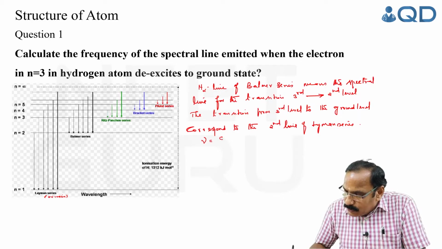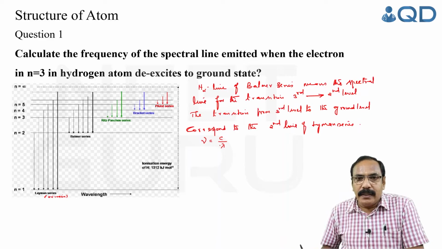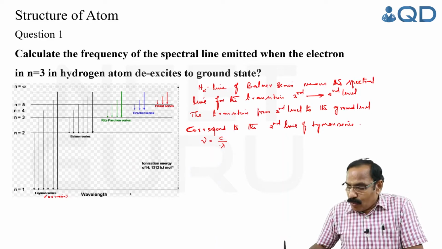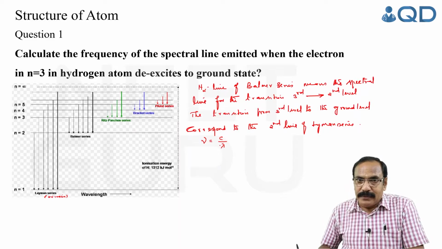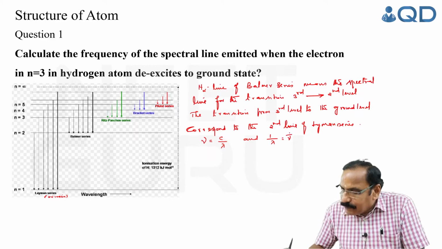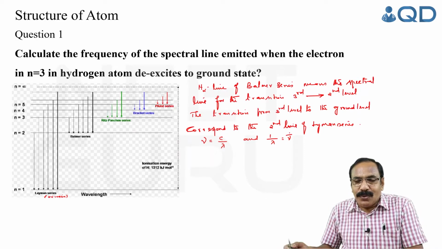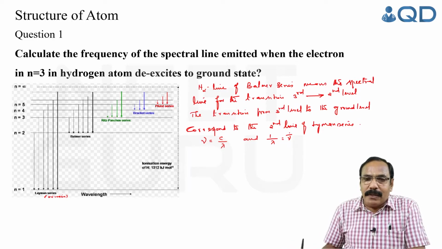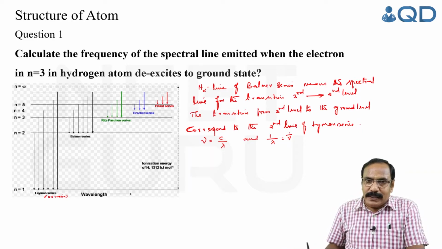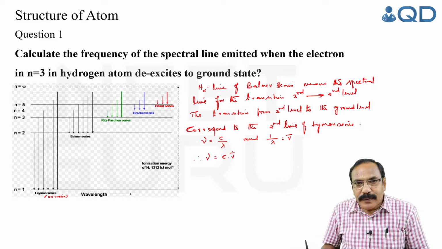Nu equal to C by lambda. That's the formula, where C is the velocity of light, lambda is the wavelength, and 1 by lambda is the wave number. So we have the Rydberg formula to calculate the wave number. When you multiply with the velocity of light, you can find out the frequency. Therefore, frequency equal to C nu bar.